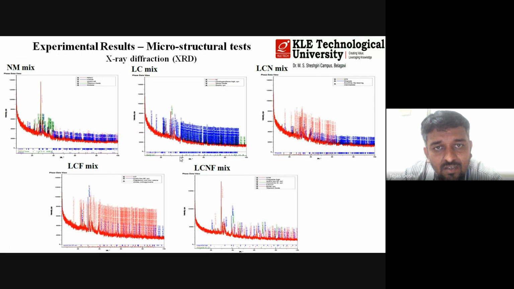Coming to the next result under microstructural studies, the X-ray diffraction results. Here the 5 graphs are indicated with respect to all the mixes, that is normal mix, LC3 mix, LC3 with nanomaterial, LC3 with fibers, and LC3 with nanomaterial and fiber mix. So XRD patterns of all the mixes reveal the presence mainly of amorphous, semi-crystalline and crystalline phases, which is noticeable from the peaks of 20 theta and 40 theta. This is the range where we can observe that the peaks are common in all the mixes.